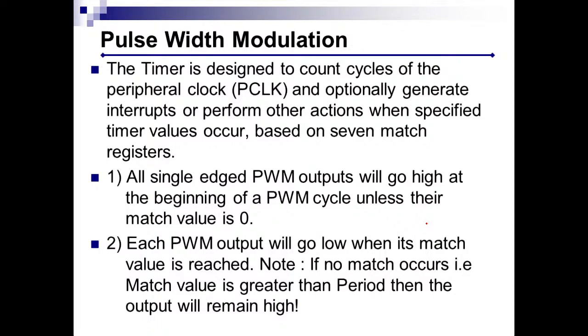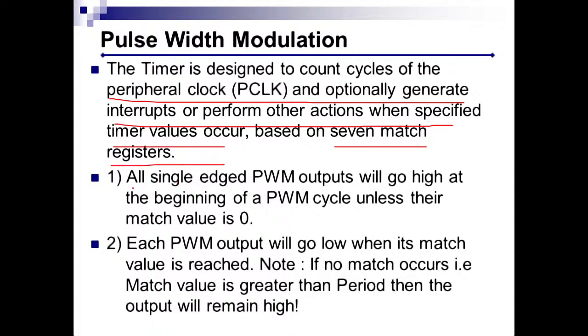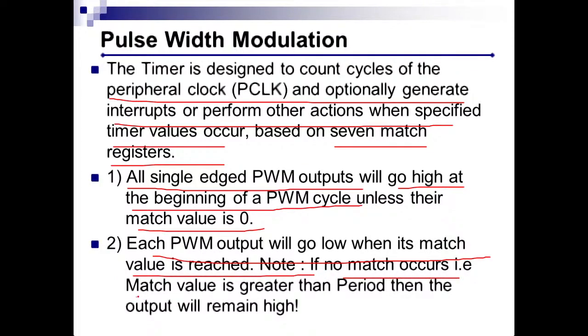The timer is designed to count the cycles of the peripheral clock. Optionally, it can generate interrupts or perform other actions when a specified timer value occurs, based on the 7 match registers. All single edge PWM outputs will go high at the beginning of the PWM cycle unless the match value is 0. Each PWM output will go low whenever its match value is reached. If no match occurs, that is, if the match value is greater than the period, then the output will remain high.